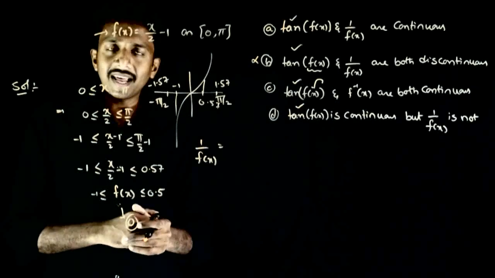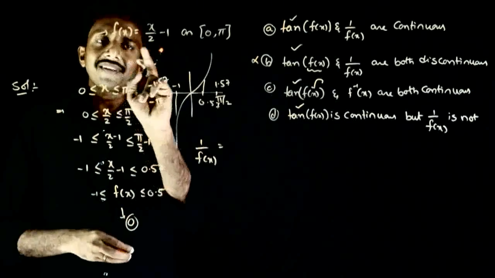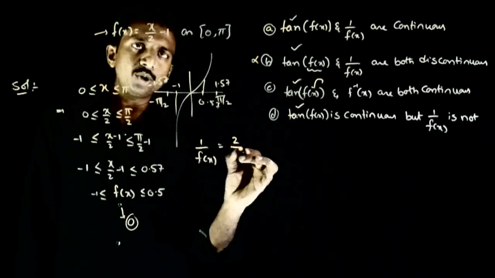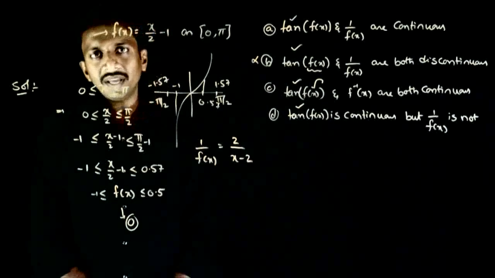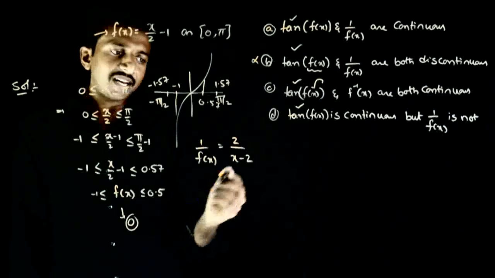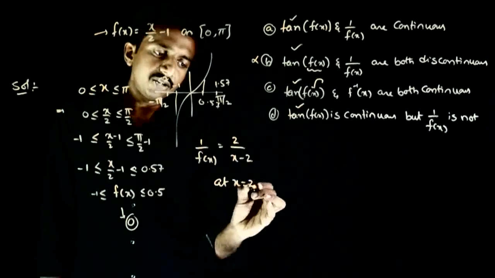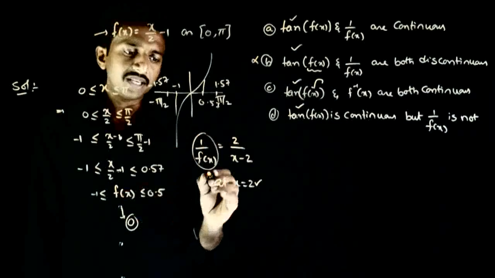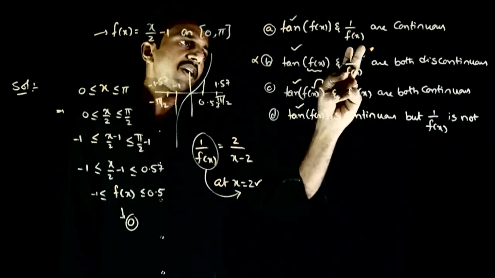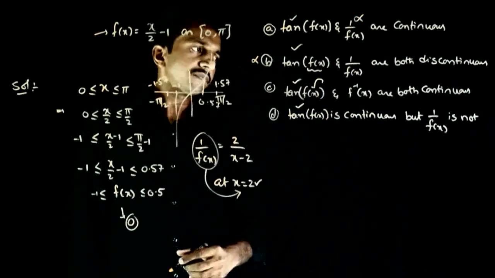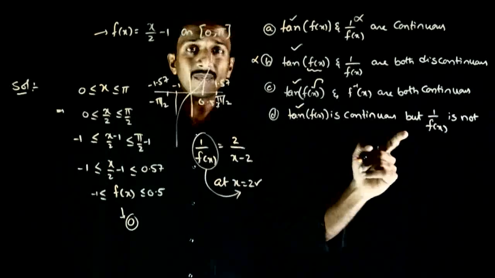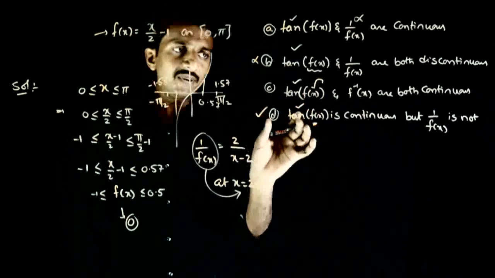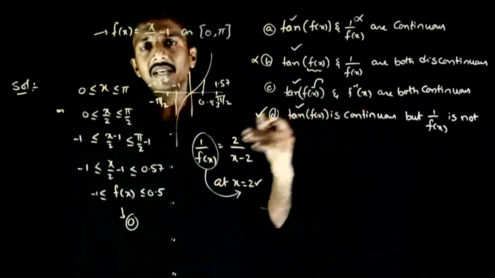In one way we can analyze like this. Otherwise, f of x is x minus 2 by 2, taking the LCM. So 1 by f of x is 2 by x minus 2. So you can see at x is equal to 2 the function is discontinuous. So 1 by f of x is discontinuous at x is equal to 2. So the option that 1 by f of x is continuous is wrong. Tan f of x is continuous but 1 by f of x is not continuous. This option is right. And option C is left; we have to check whether f inverse of x is continuous or not.